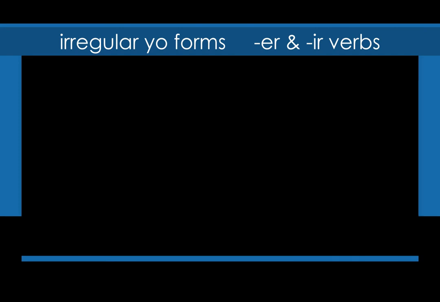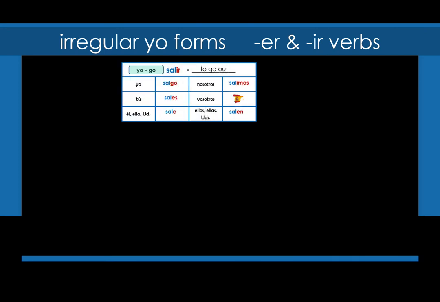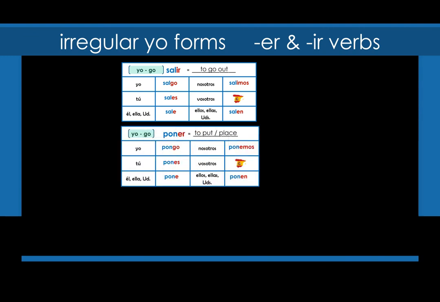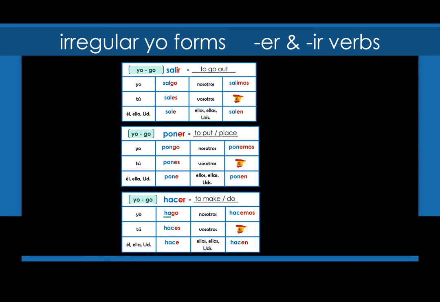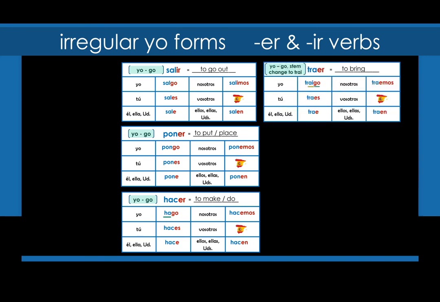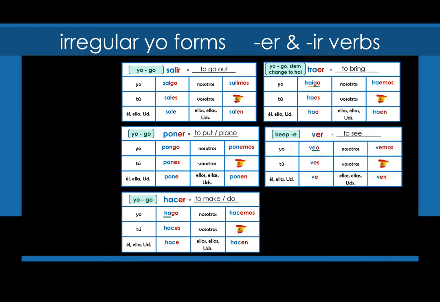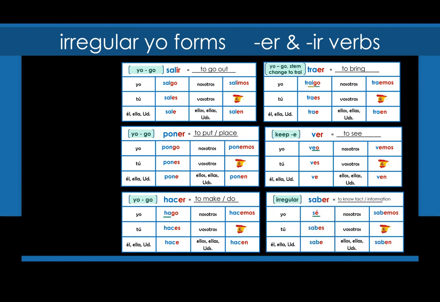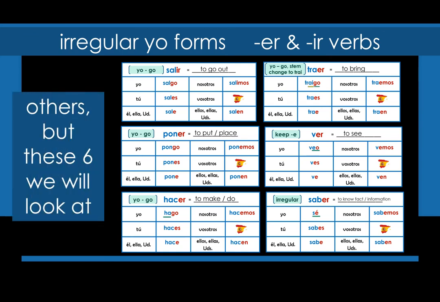Irregular yo forms. Let's look at them together. So we have salir, to go out, salgo. Poner, to put or place, pongo. Hacer, to make or do, hago. Traer, to bring, traigo. Those four are all yo-go verbs, and two of them have a slight change in the stem. Then we have ver, to see, veo. Saber, to know a fact or information, sé. There are others, but these are the 6 that we're going to look at right now in the school chapter.